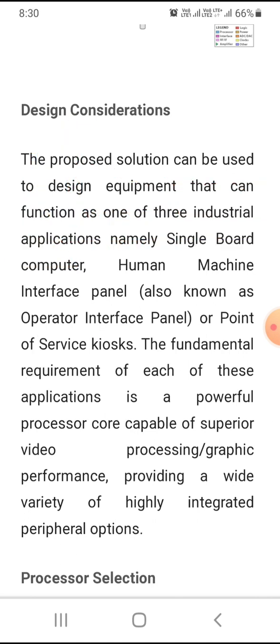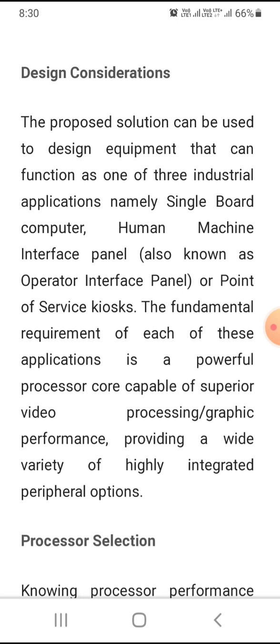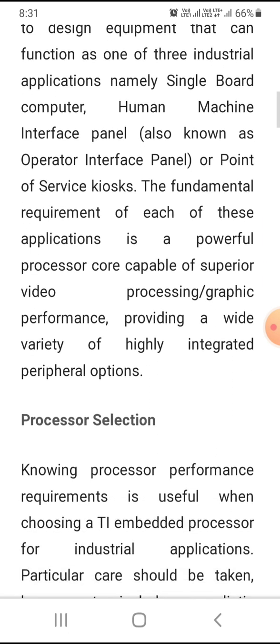So the purpose solution can be used to design equipment that can function as one of the three industrial applications, namely single board computer, human machine interface panel, also known as operator interface point or service kiosk. The fundamental requirement for each of these applications is a powerful processor core capable of superior video processing, graphical performance, and a wide variety of highly integrated peripheral options.